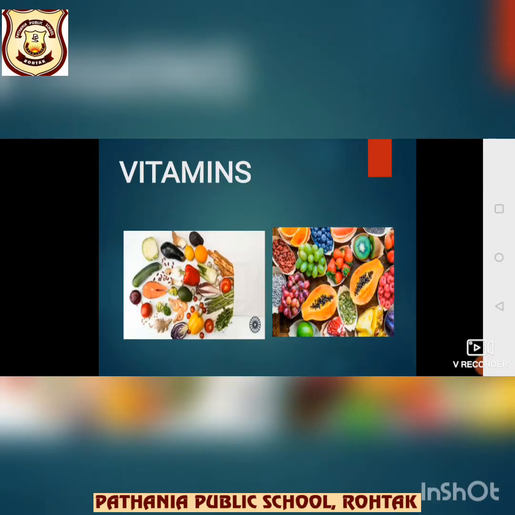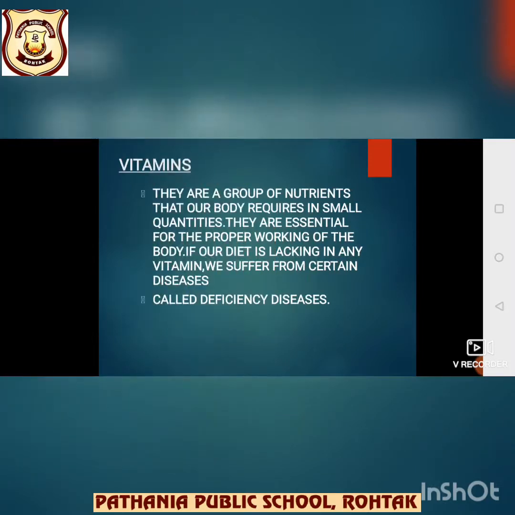They are required in very small quantities. Most food items have vitamins. The human body needs vitamin A, vitamin B complex, C, D, E and K. They are essential for the proper working of the body. If our diet is lacking in any vitamin, we may suffer from certain diseases, and those diseases are called deficiency diseases. We will study deficiency diseases later in this chapter. Some of the vitamins are given in your book on page number 15.